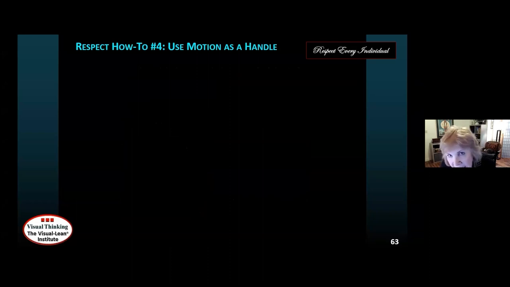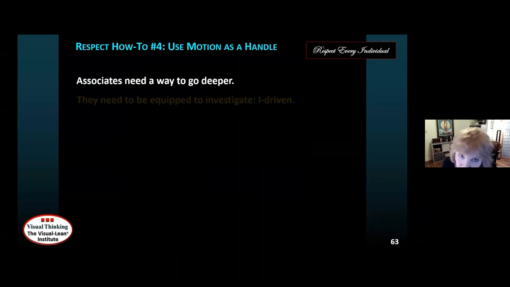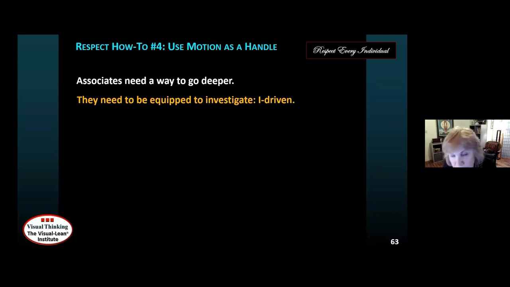Using motion as a handle, what motion really is, is a way for us, and in this case, operators, to dig deeper, to investigate. We use motion very strongly with supervisors to dig into what's wrong with that changeover, what's wrong with that process. They will name the motion, but keep their eye open for other motion.